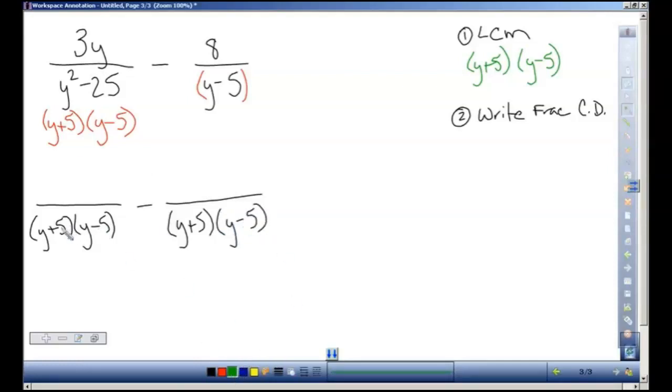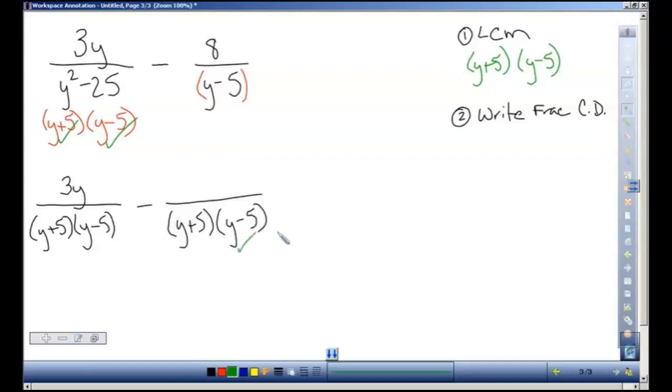So that means I need to look at what was already in the problem. For this particular fraction, I have a y plus 5 and I have a y minus 5. I actually had both of those already. So I don't have to change this fraction. It already had the common denominator. It's going to stay exactly the same.